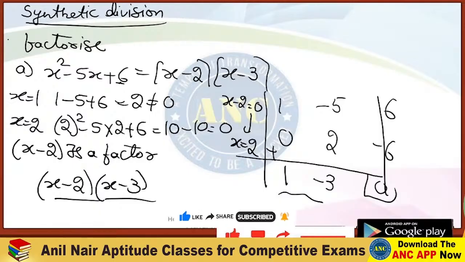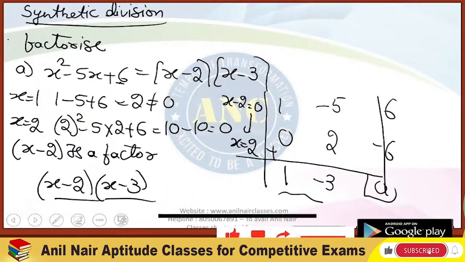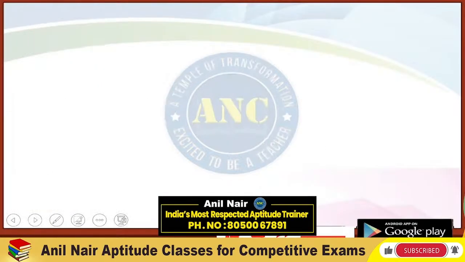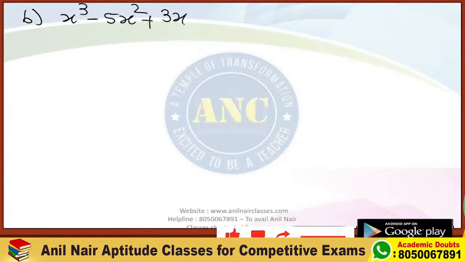I will take another degree 3, then I will explain you. Synthetic division, I hope it is clear. Let us take question B: x cube minus 5x square plus 3x plus 1. Factorize. Let us solve this question.